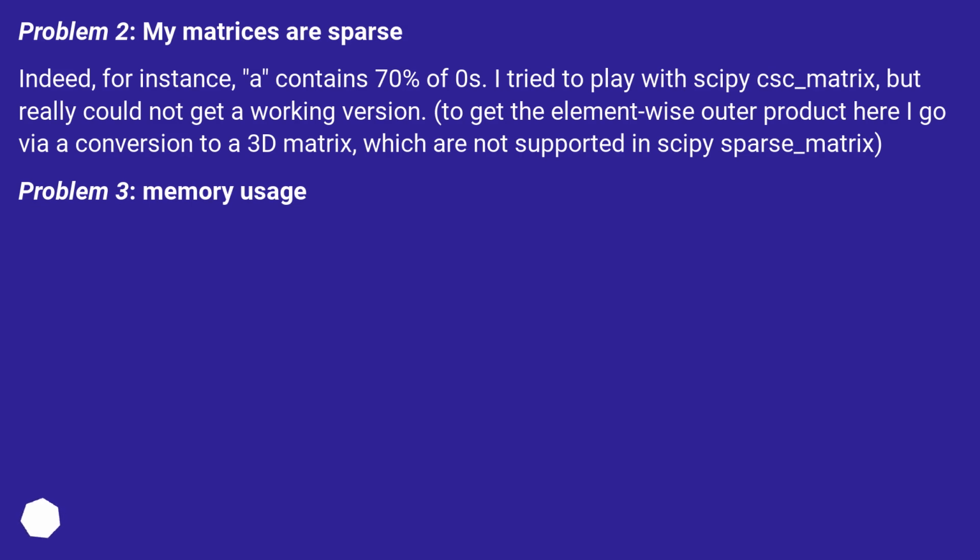Problem 2: My matrices are sparse. Indeed, for instance, A contains 70% of zeros. I tried to play with sparse_matrix, but really could not get a working version. To get the element-wise outer product here, I go via a conversion to a 3D matrix, which is not supported in sparse_matrix.